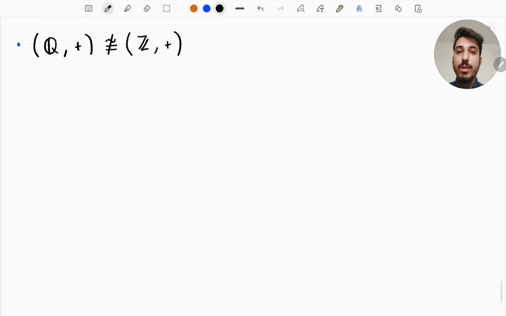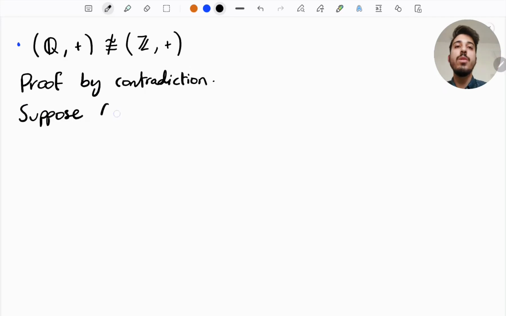The last example and the last point that I would like to cover in this lesson is the fact that the additive group of Q is not isomorphic to the additive group of Z. And to do that, we will not be using proposition 2. We will in fact be using a somewhat non-trivial argument here. We will be using a proof by contradiction. So suppose Q plus and Z plus are in fact isomorphic.